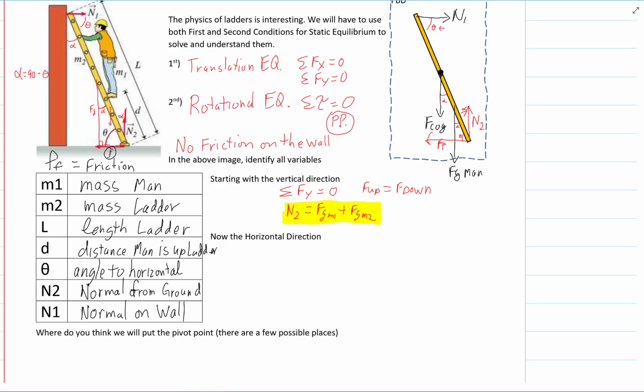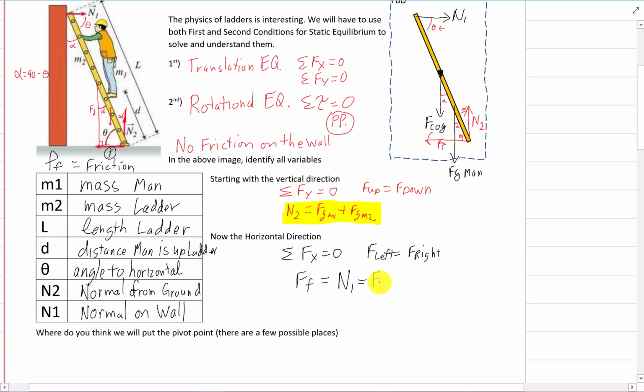Okay, next we could do the sum of the horizontal. The forces in the x have to equal 0. That means the forces left equals the forces right. And that means there's only two forces in that direction. That means the force of friction on the ground has to equal the normal force of the ladder on the ladder at the wall. So sometimes people don't like writing the normal force, then you just go with the force of the wall.